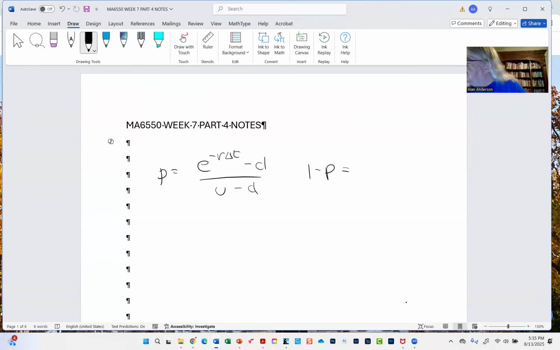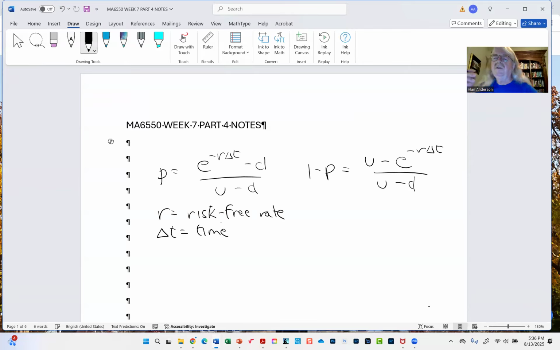That would mean that, okay, well, where did that come from? Well, first of all, let's remind ourselves what these mean. R is the risk-free rate of interest. Delta T is the time step, there's a time that evolves from one time step to the next.